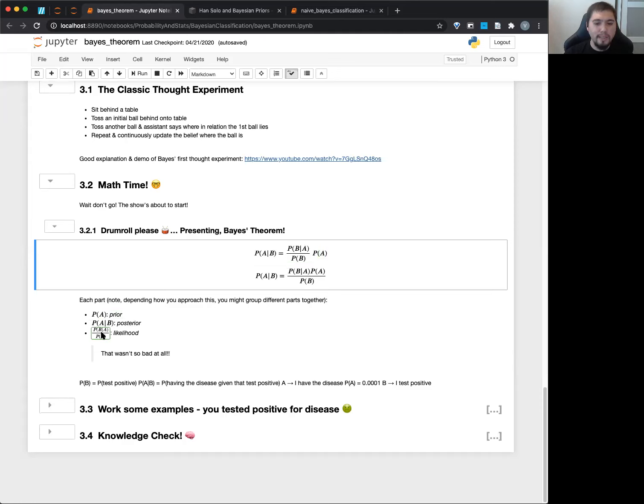And then we have this last part, the likelihood. And the likelihood basically is what you're actually observing. So it's like, oh, the probability of B happening, essentially. It's not quite written this way.